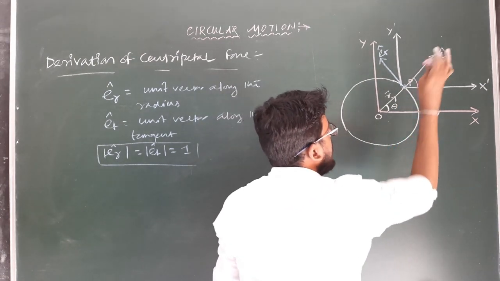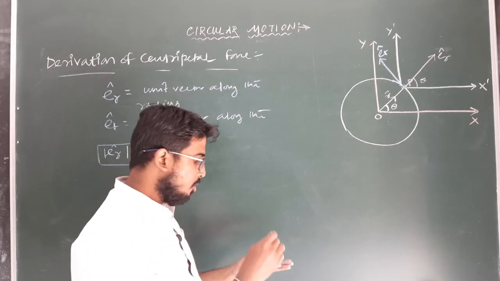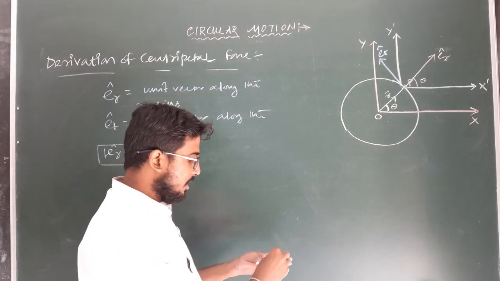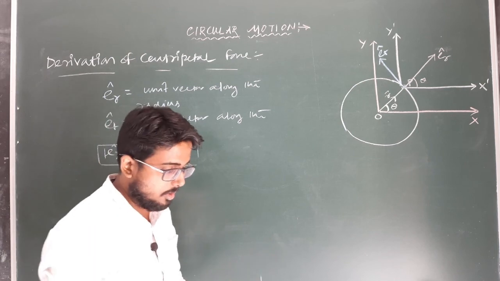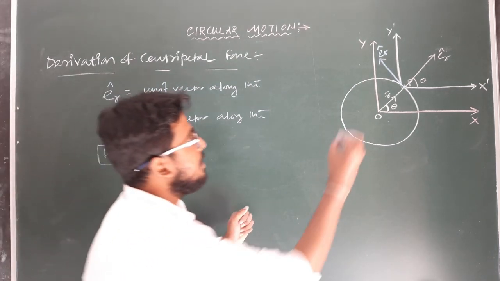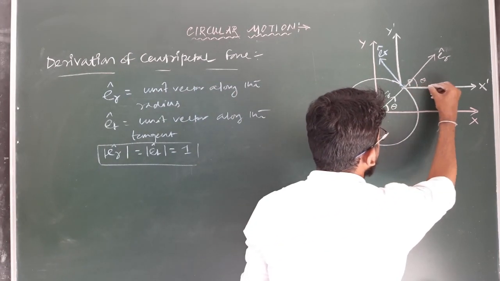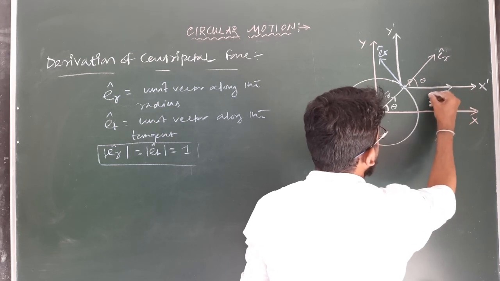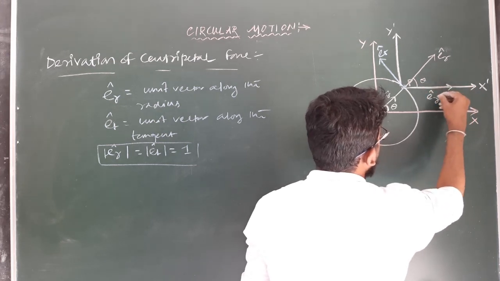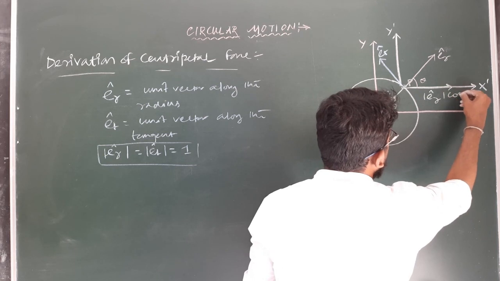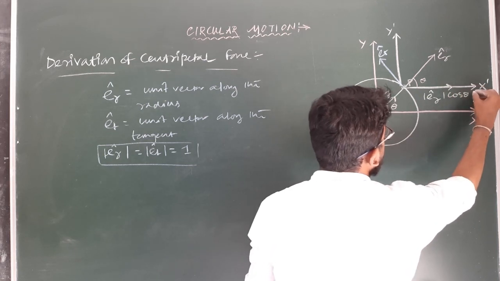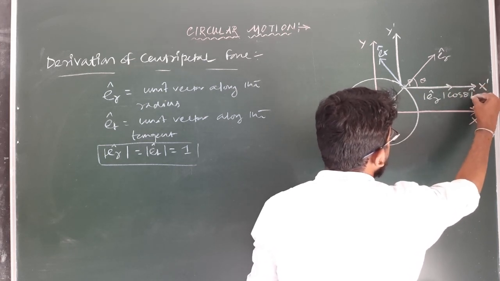So the unit vector ER cap can be resolved into two mutually perpendicular components. So the two components of the vector ER cap, one is along this direction which is taken as what, |ER cap| cos theta, as it's along the x axis it can be taken as i cap, clear.